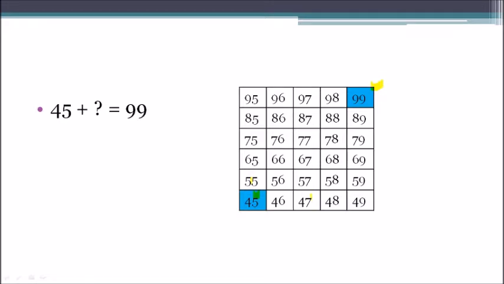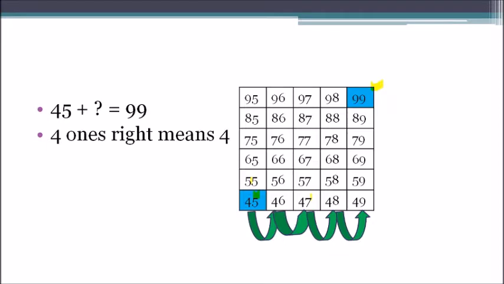So here let's find out which step we have to take. We can easily see it from the number grid that we have to go to 99 from 45. Then we have to take one step right, then one step right, I mean 4 steps towards the right. Then we know 4 steps towards the right means 4 ones. Then how many steps we have to take towards the upward? We have to take 1, 2, 3, 4 and 5 steps. 5 steps towards the upward.